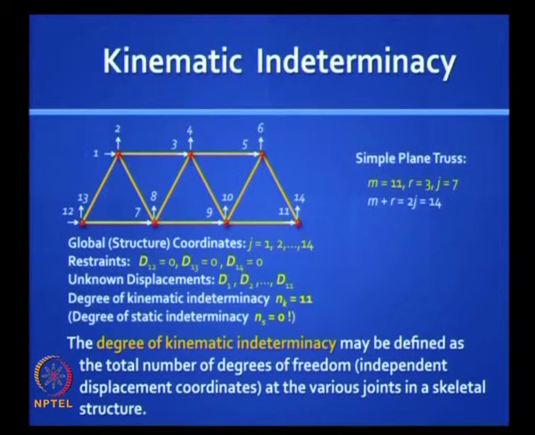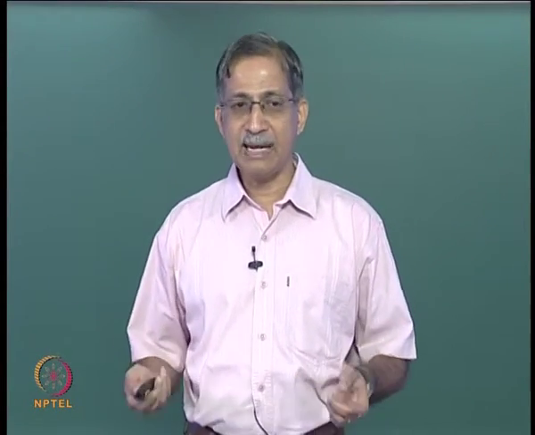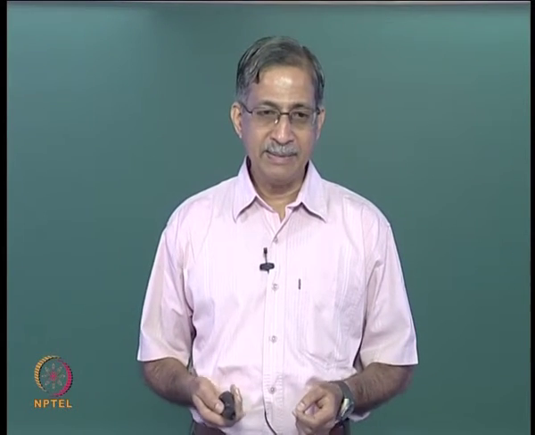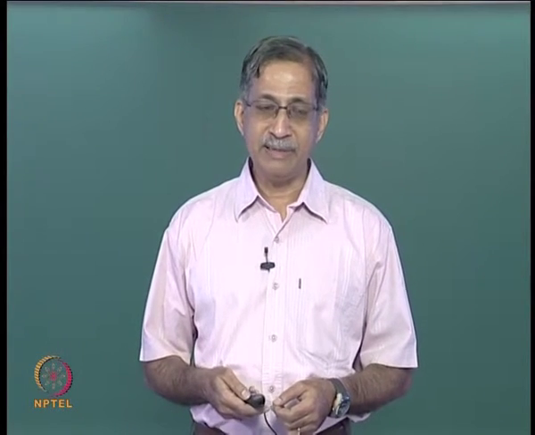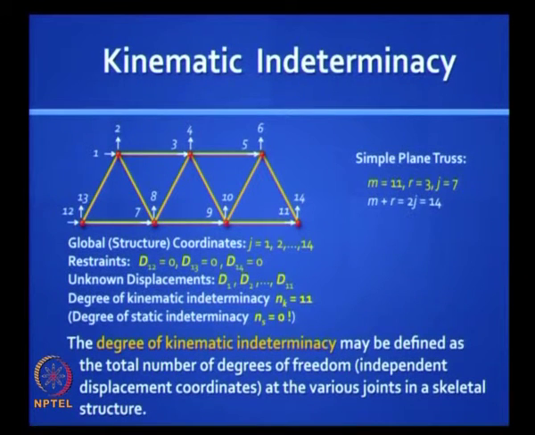The arrested displacements are those where we know for sure that the deflections are 0. So there is nothing unknown about them, and the degree of kinematic indeterminacy refers to the unknown displacements. In this case it will be 11.